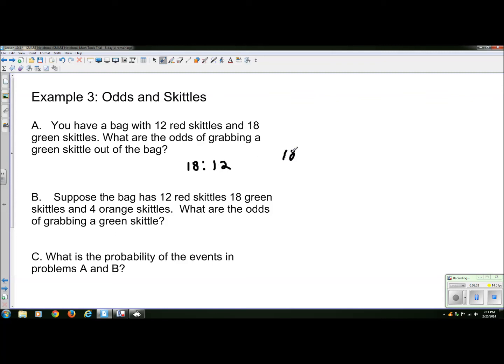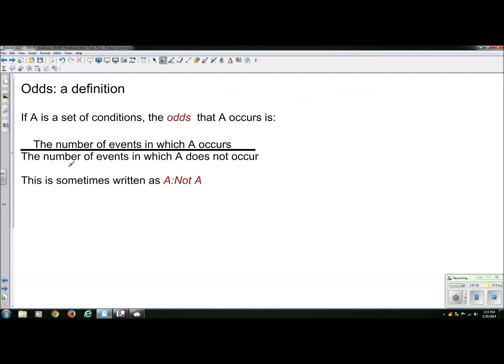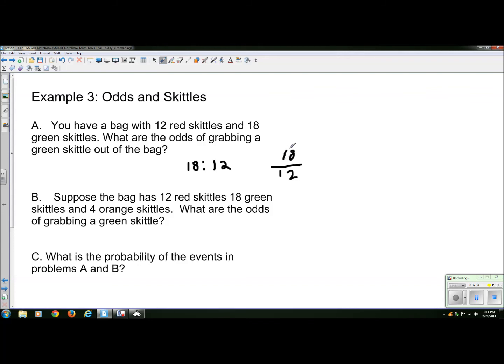And the reason for this is just exactly what we have, our definition. The number of events in which A occurs divided by the number of events in which A does not occur. There are 18 possibilities for grabbing a green Skittle and 12 possibilities for grabbing a red Skittle. And that's really all there is to it.